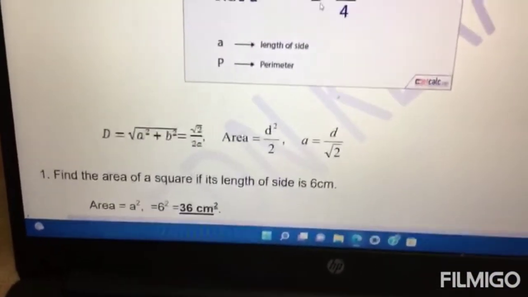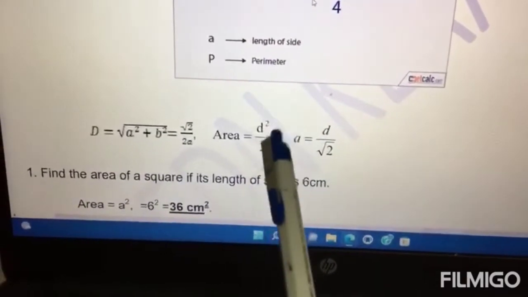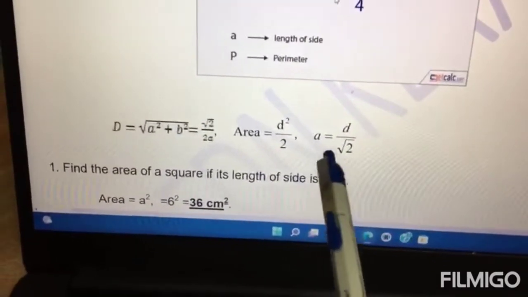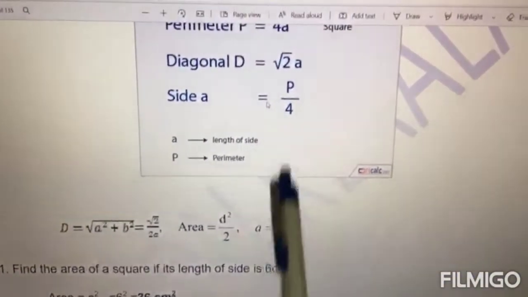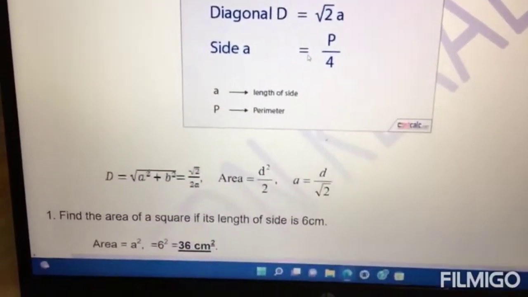Okay. And area in terms of diagonal is equal to diagonal square divided by 2, and A is equal to, from this formula, diagonal D divided by root 2.